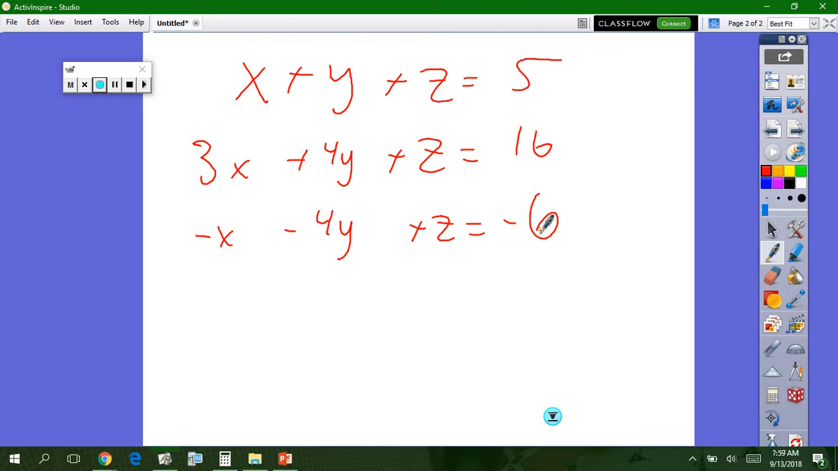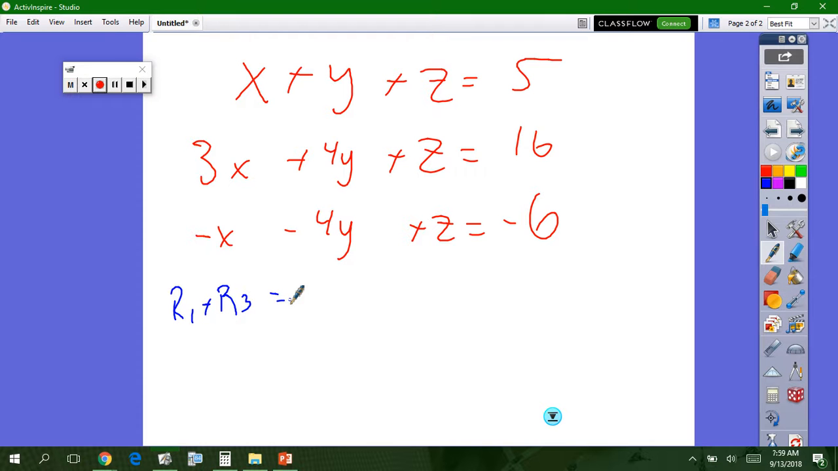Okay, we're going to go with what Ashley wants to do, though. Just because I picked you, Ashley. Which variable do you want to get rid of? X it is. Okay. So how can we eliminate X really easily? Top and the bottom, I can just go row 1 plus row 3. Okay. R1 plus R3. And what do we get?